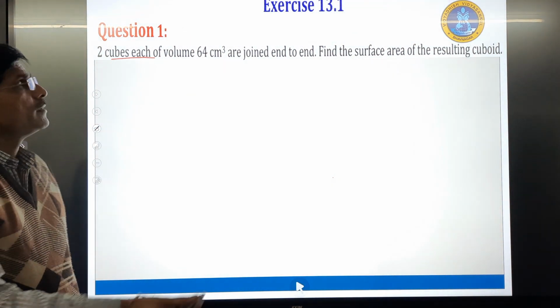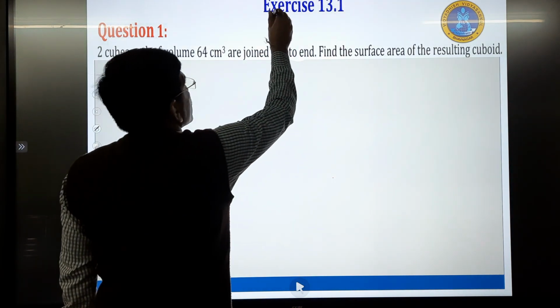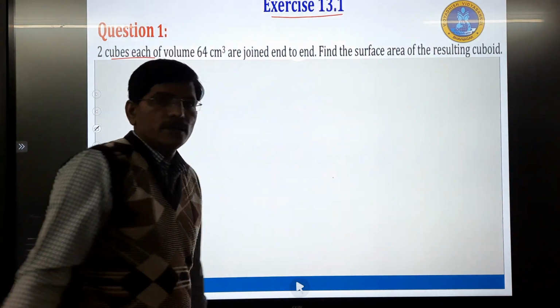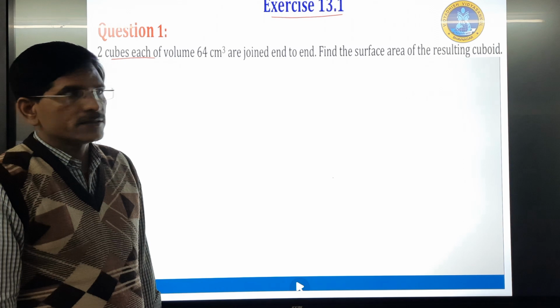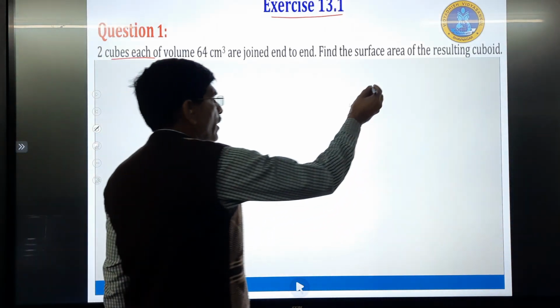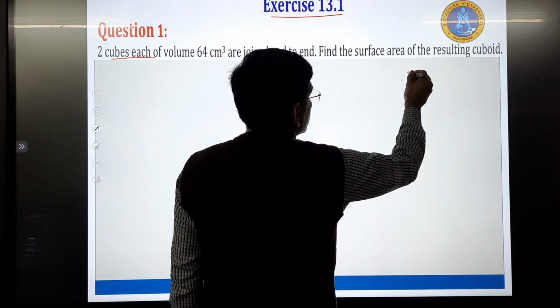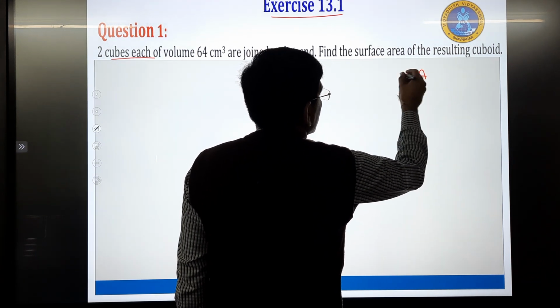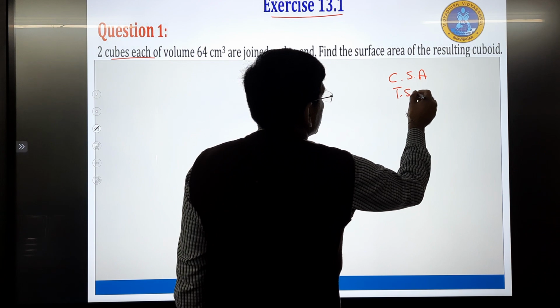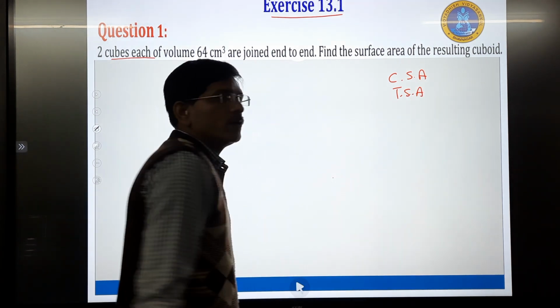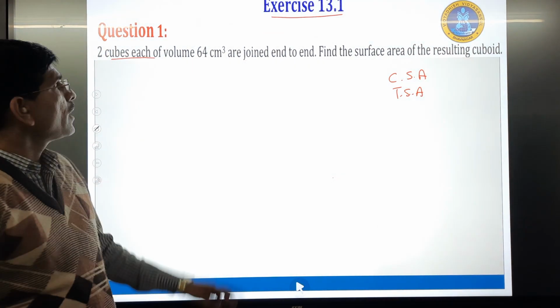So today we want to start exercise 13.1. In the 13.1 exercise we have to go through the formulas, that is CSA and DSA. Mostly we have to do this type of formula.